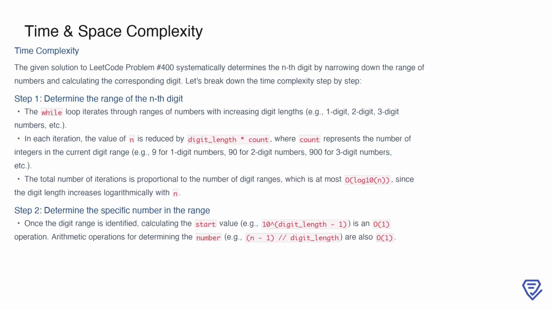In analyzing the time complexity of the solution to problem number 400, we start by understanding how the algorithm determines the nth digit step by step. First, we identify the range in which the nth digit lies.